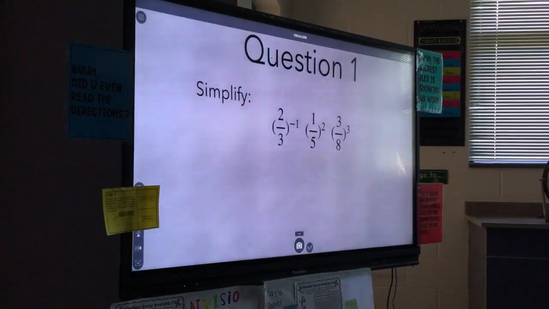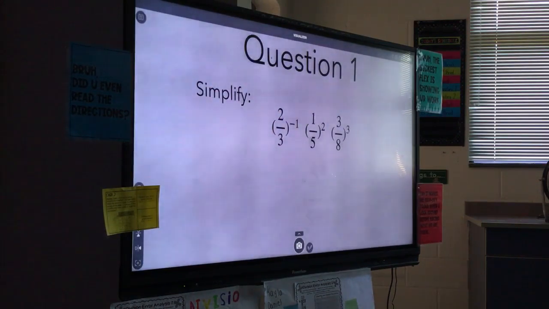Or we don't know how to use our notes, or this just looks really weird. So which is it? Is it we just don't know? It looks weird. That looks really weird.